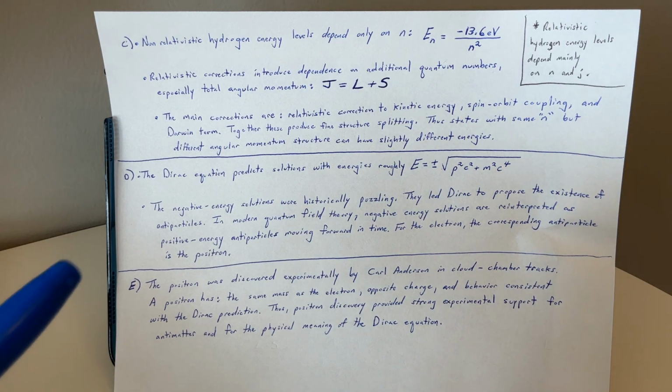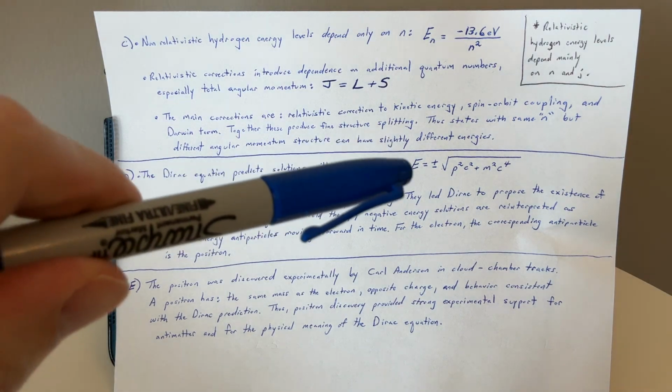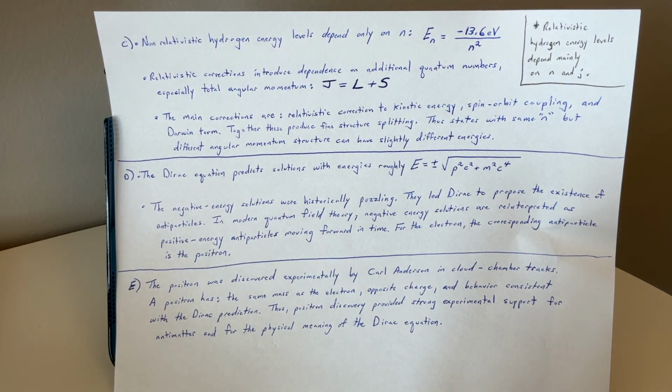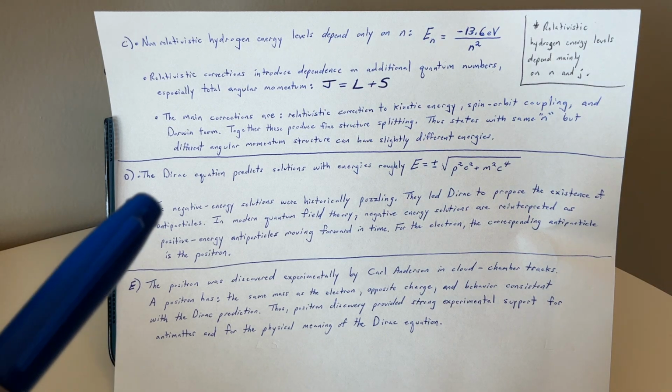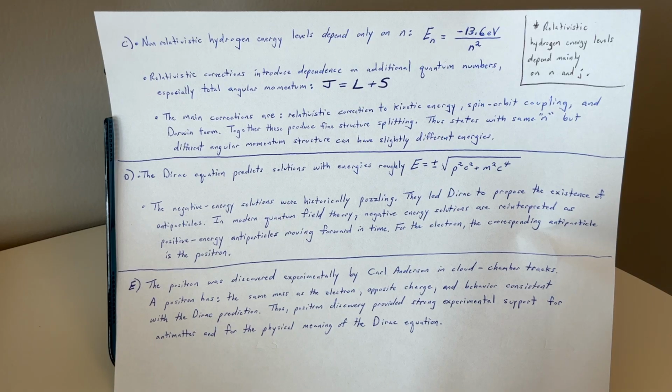For part D, they want us to explain the significance of negative energy solutions in the Dirac equation. The Dirac equation predicts solutions with energies E equals plus or minus the square root of p²c² plus m²c⁴. The negative energy solutions were historically puzzling. They led Dirac to propose the existence of antiparticles. This is textbook stuff for letter D.